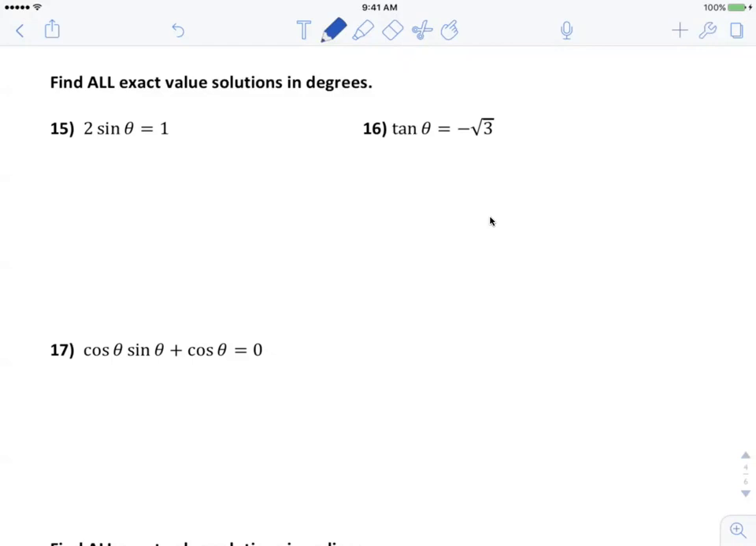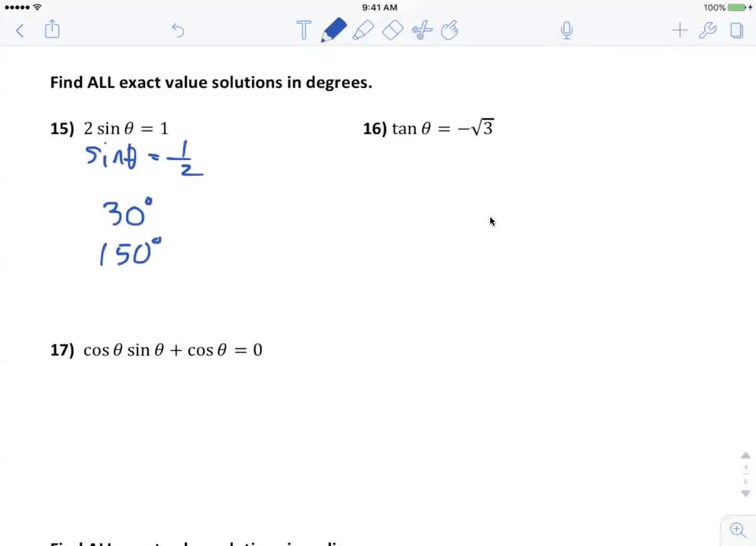So the first step on number 15 is the same as we've been doing. We're just going to isolate that trig function, and then think about the unit circle and what values make sine theta equal to 1/2. So there's two of them. There's 30 degrees from quadrant 1, where sine is equal to 1/2, and there's also quadrant 2 at 150 degrees, where sine is equal to 1/2.